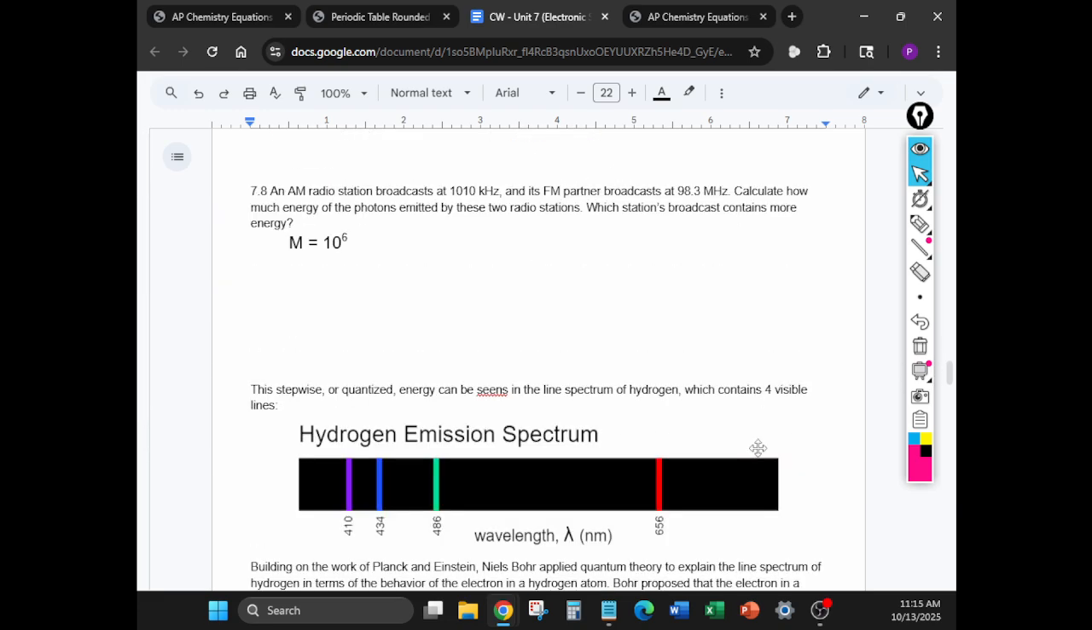Okay, so let's use that equation. I just want to do a calculation with you guys using that equation, and then after that, I'm going to talk about how we can talk about quantized energy in the atom. But take a second, try solving 7.8.